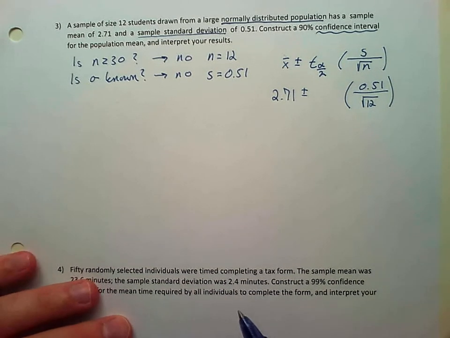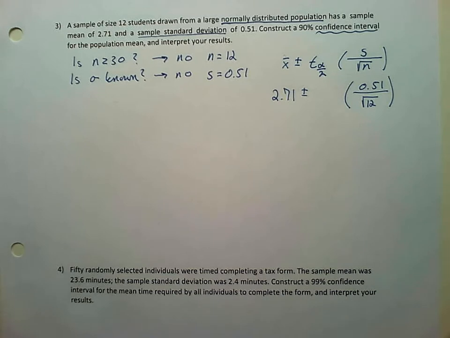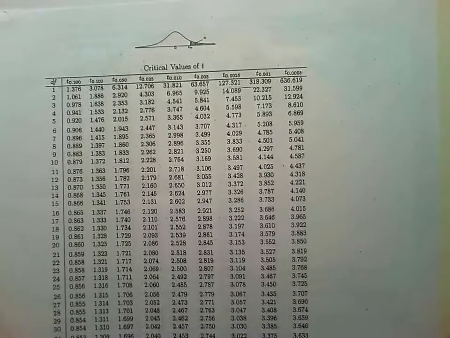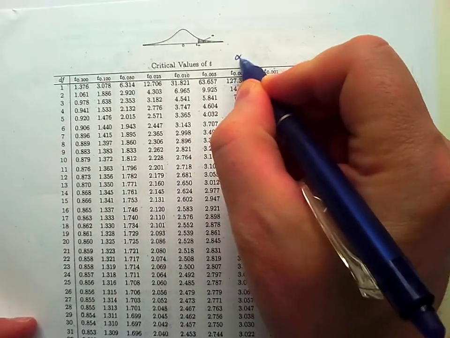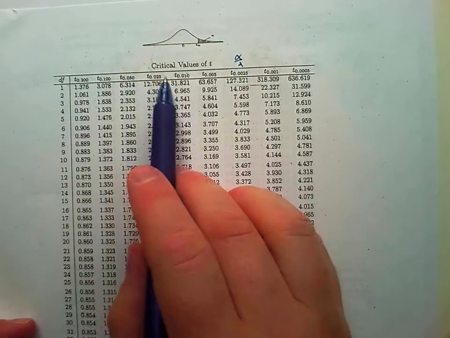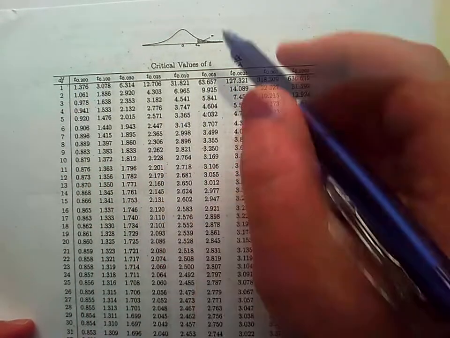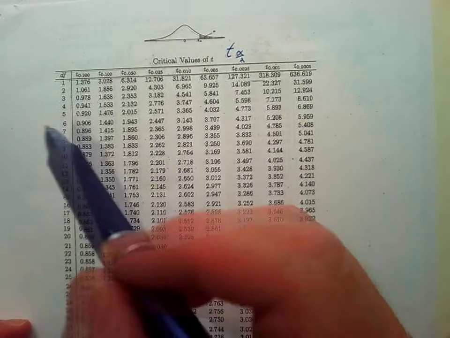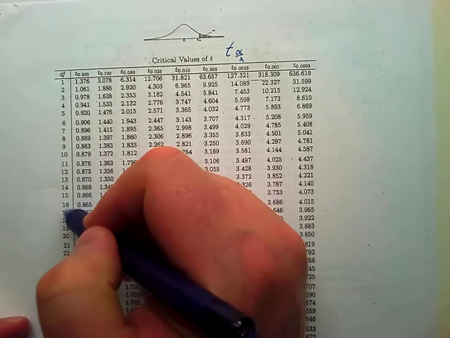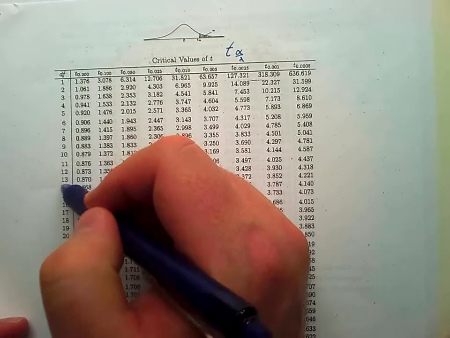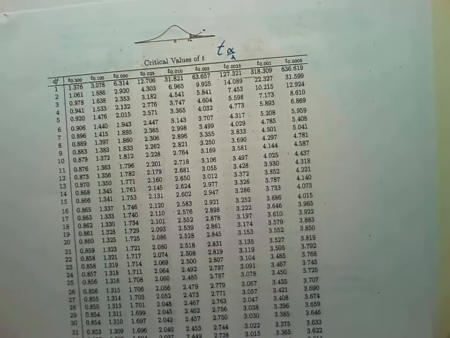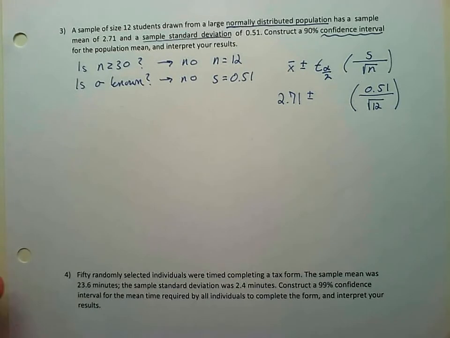So let's try to figure out what our t sub alpha divided by 2 is. Again, in order to look up this t value, we need to know two things. We need to know what our alpha divided by 2 is, so we can tell which column we're in, based off of these subscripts, right? Remember that those subscripts are alpha divided by 2. And we also need to know how many degrees of freedom we have, so we can figure out which row we're in. So let's do that. Let's figure out what our alpha divided by 2 is, and let's figure out what our degrees of freedom are.